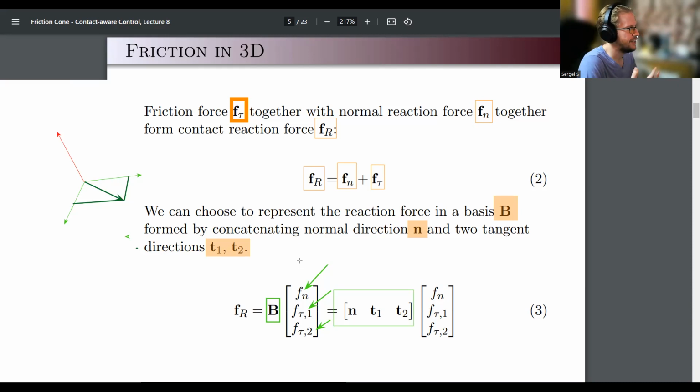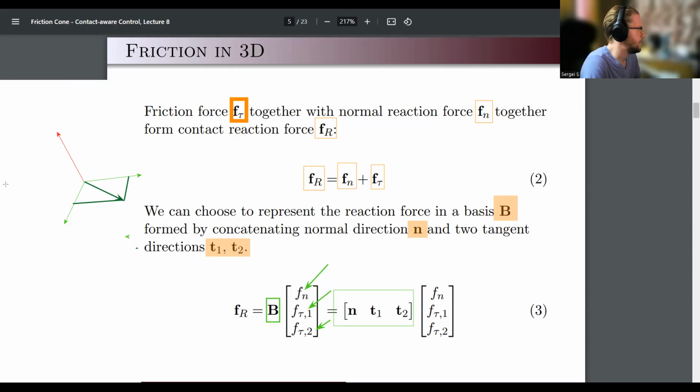If this sounds esoteric, just spend a little bit of time thinking about what I wrote here. What I'm trying to say is that FR, the reaction force, is equal to the normal direction times the magnitude of the normal reaction force, plus T1 times F tau 1 plus T2 times F tau 2. Those are the coordinates of the friction force times the directions of the friction force. So coordinates on the tangential plane should be clear enough from just a geometric perspective.